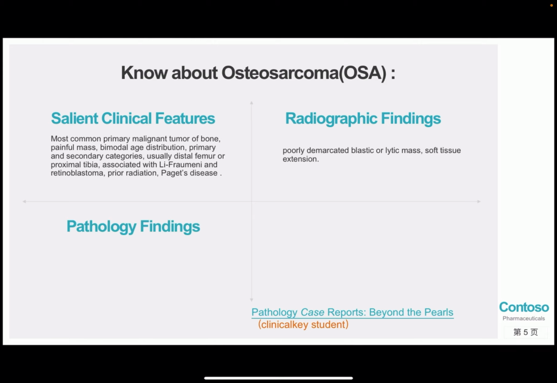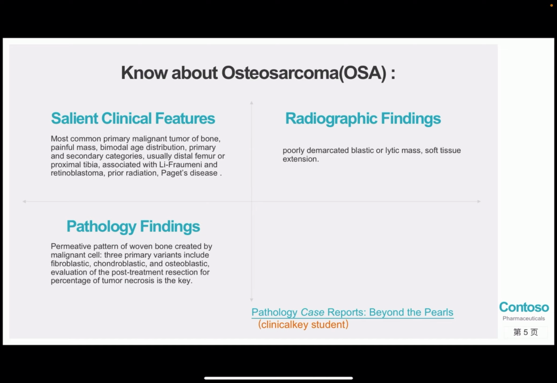Pathologic findings: permeative pattern of woven bone created by malignant cells. Three primary variants include fibroblastic, chondroblastic, and osteoblastic. Evaluation of the post-treatment resection for percentage of tumor necrosis is the key. Outcome and treatment: with multi-drug chemotherapy, prognosis has improved, with 70% long-term survival.